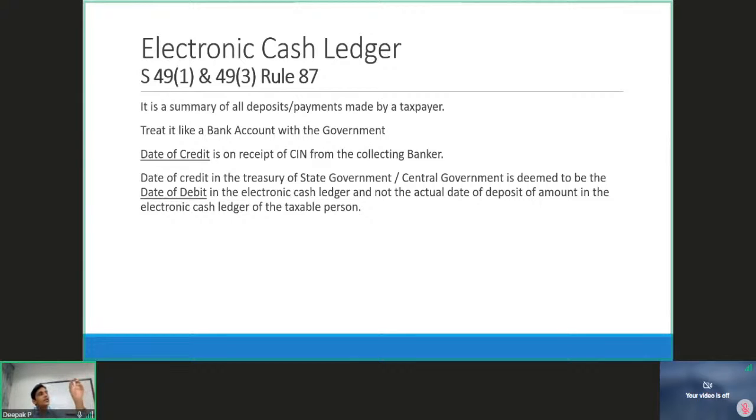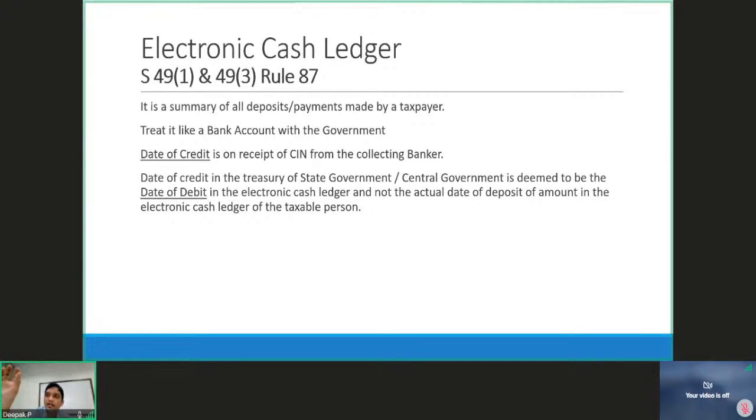Okay. Now why I've made a distinction here is, the date of credit in the government's treasury is not the same as your payment. So you can imagine a situation when you have made payment of taxes through a challan. Now all the taxes have to be paid through a challan. Once you make payment through the challan, that is not the date of payment of tax. That is only a deposit in your electronic cash ledger. Once I go to the bank, make an online payment, that is the date. Everything has happened. Now CIN has come. This is not considered as the tax payment itself.